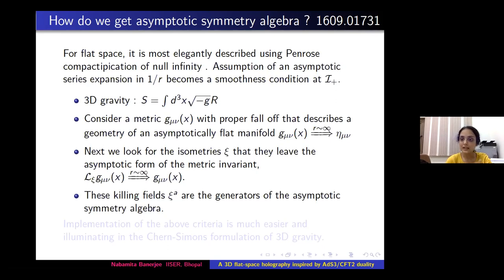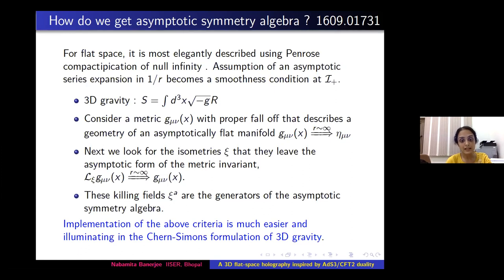Okay. Now, although I said it in a few points, actually implementing it is pretty non-trivial. Whereas the implementation of the same criteria, as we will see, is much easier in the Chern-Simons formulation of 3D gravity. And you can only do it for 3D gravity, because in 4D you do not have an equivalent Chern-Simons description for gravity. So in 4D, or in any other D, if you want to find the asymptotic symmetry, you should basically follow what I just said. But in 3D, we will see that the same thing we can implement in a much simpler way.